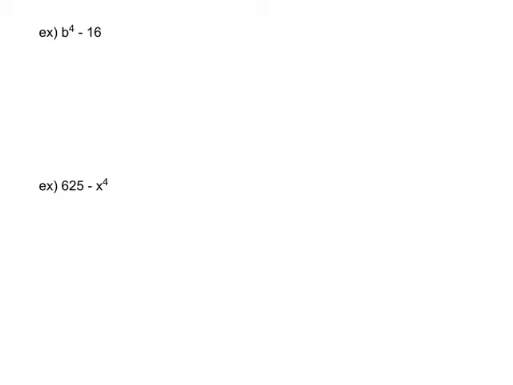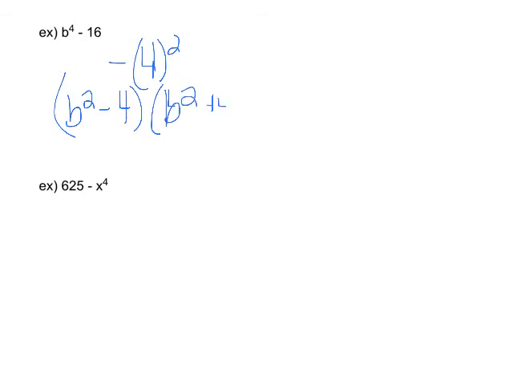And then I'm going to subtract 4 squared because 16 is 4 times 4. And then to rewrite this, I'm going to get that b squared minus 4 times b squared plus 4. And I want that middle term to cancel out, and so that's where I get my positive 4.